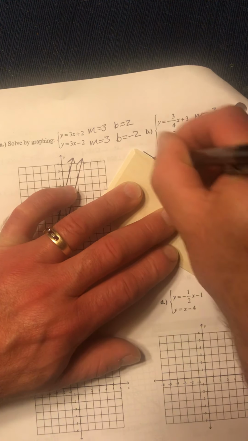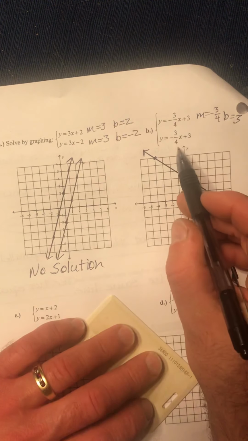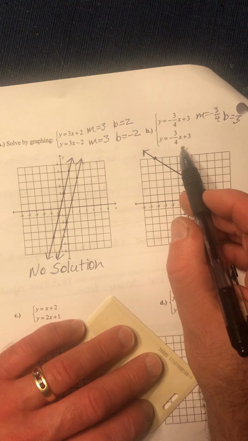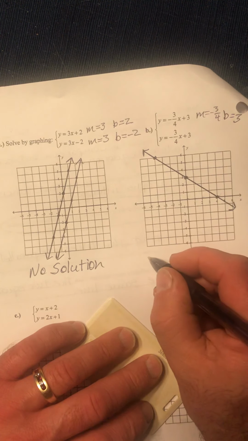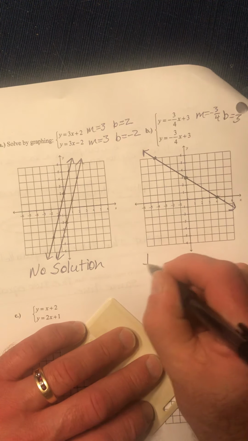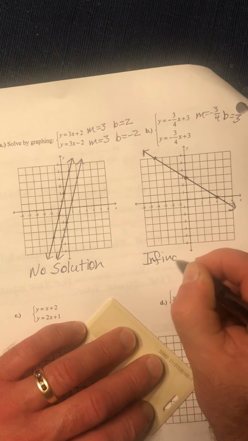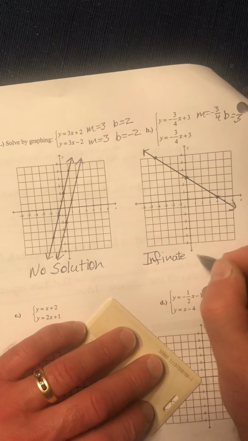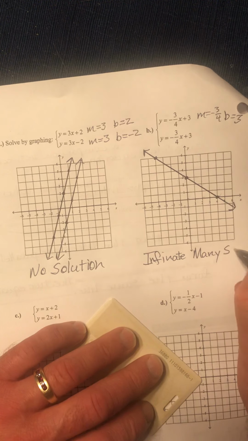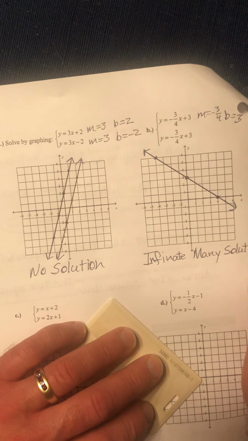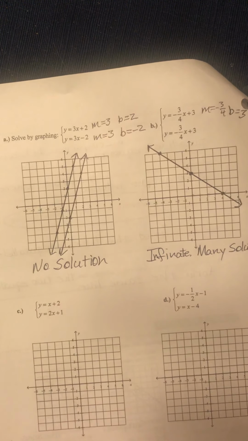I have my graph. Now, if you notice, we have exactly the same equation listed the second time for example B. So, because they're the same line, there are infinitely many solutions. Okay, and I did abbreviate infinitely.